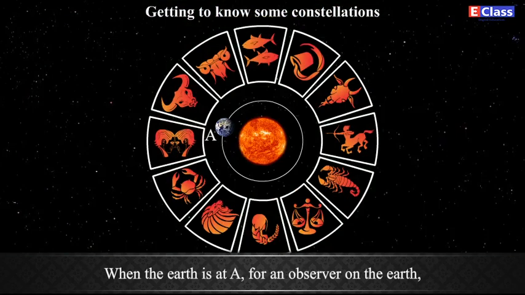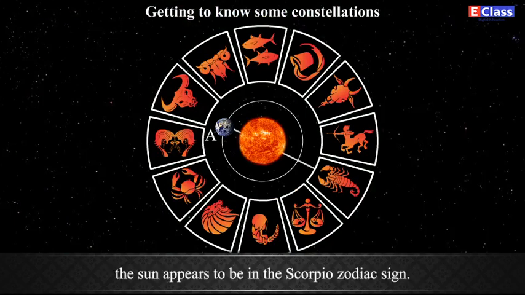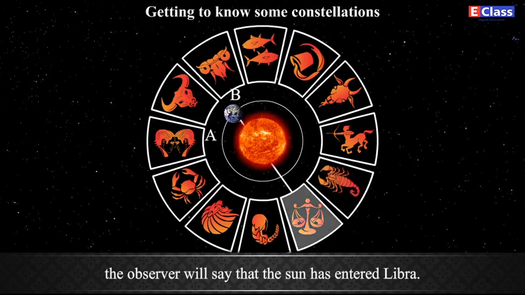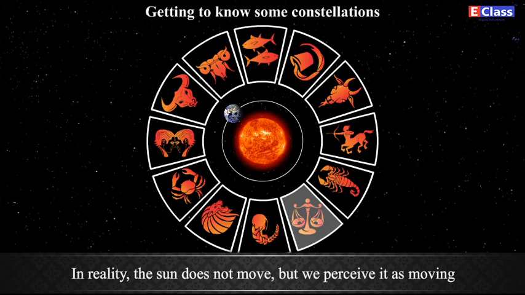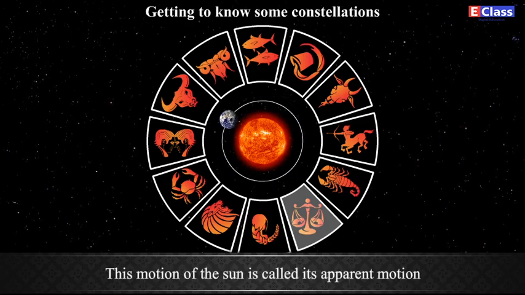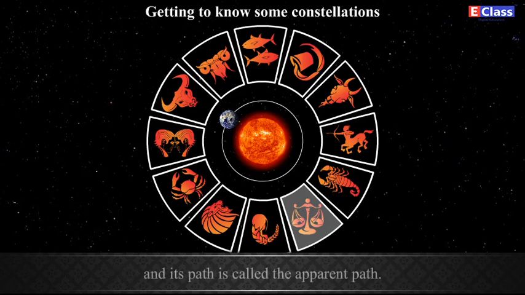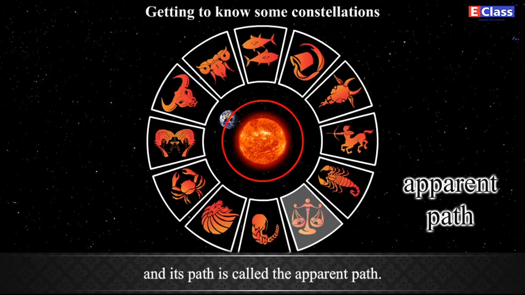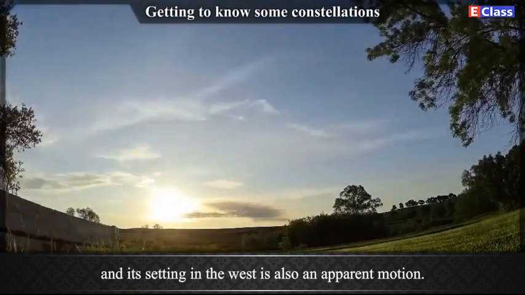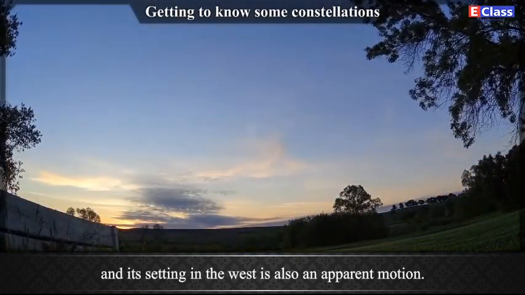When the Earth is at A, for an observer on the Earth, the sun appears to be in the Scorpio zodiac sign. When the Earth moves from A to B, the observer will say that the sun has entered Libra. In reality, the sun does not move, but we perceive it as moving due to the motion of the Earth around it. This motion of the sun is called its apparent motion, and its path is called the apparent path. The rising of the sun in the east and its setting in the west is also an apparent motion.